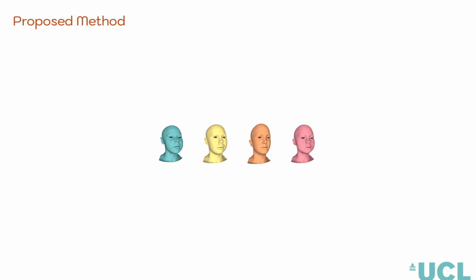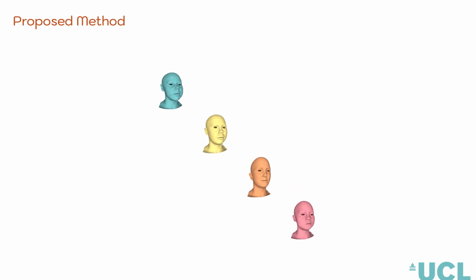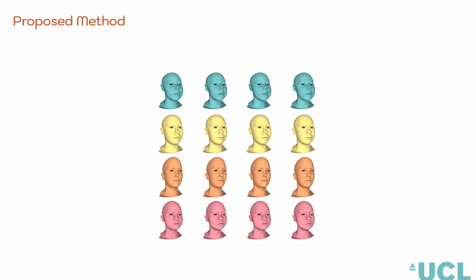We start by redefining how the input data are grouped into mini-batches. Let's assume that we load 4 head meshes. From these 4 meshes, we can create a matrix where the original heads are placed on the diagonal and where the remaining elements are filled by copying the heads across the rows.